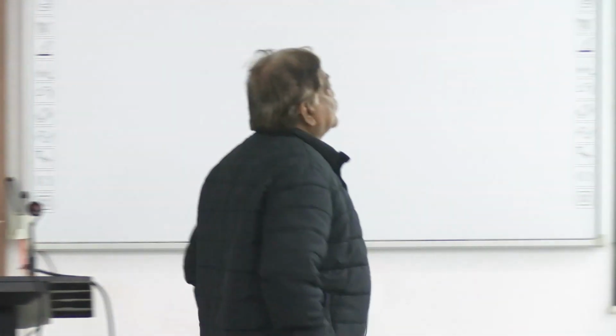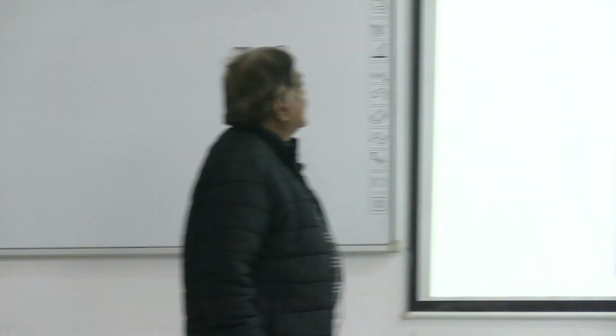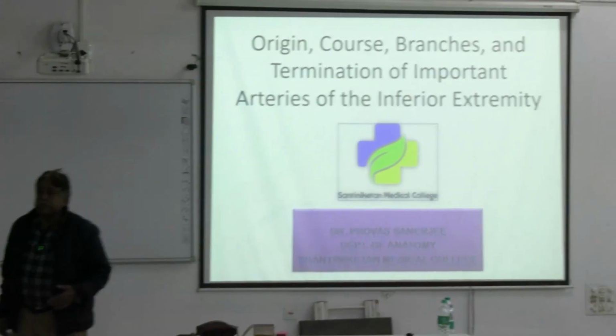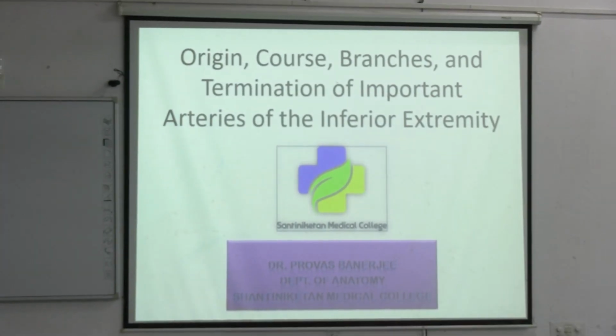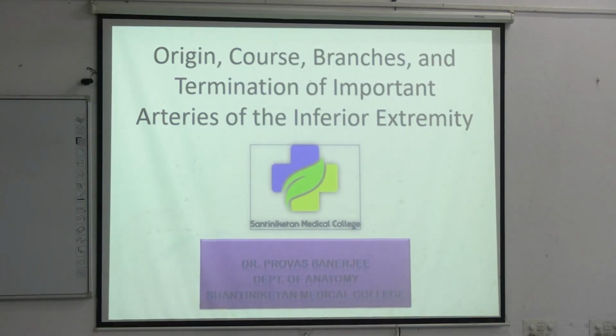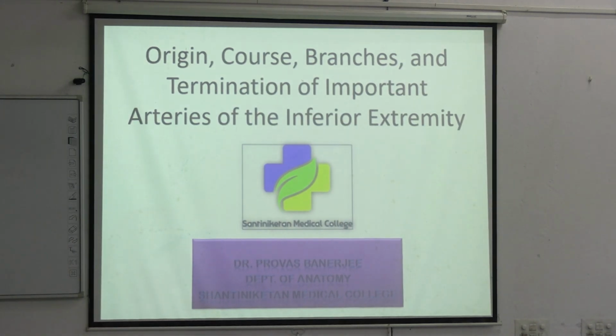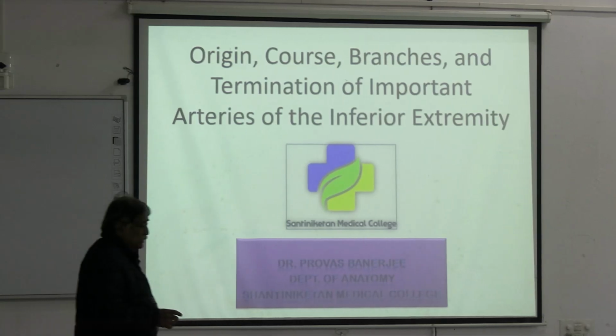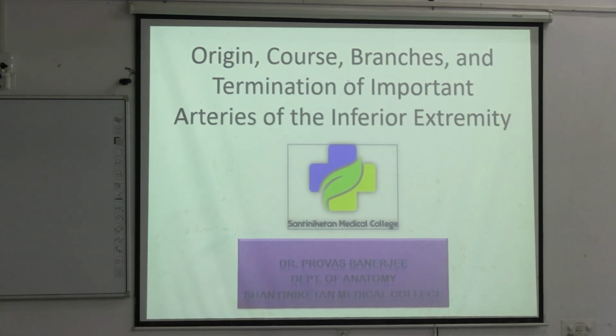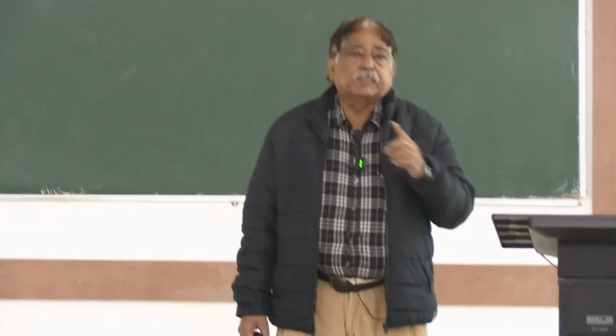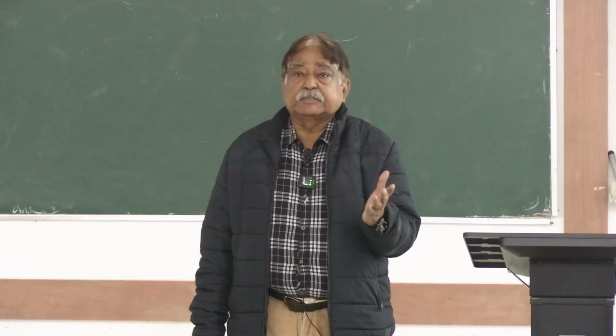Your origin, course, branches of termination of the arteries of the inferior extremity. Okay. Origin, course, branches and termination of important arteries of the inferior extremity. Now the basic, the arch of the aorta, the heart, just imagine the whole human body standing like this, and you have seen your dissection. You have to just not imagine, now you have to picturize.